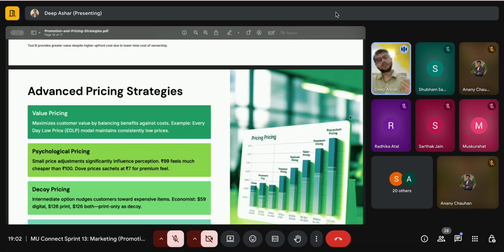7 rupees is closer to 5 rupees than to 10 rupees. So people may actually go and buy that. So this is known as psychological pricing.